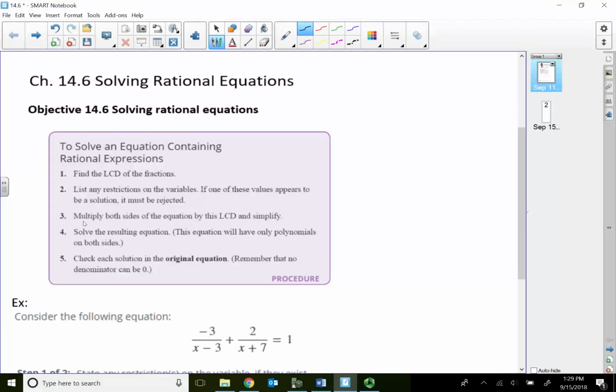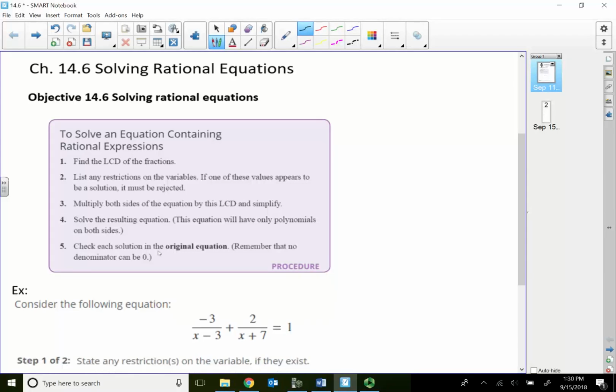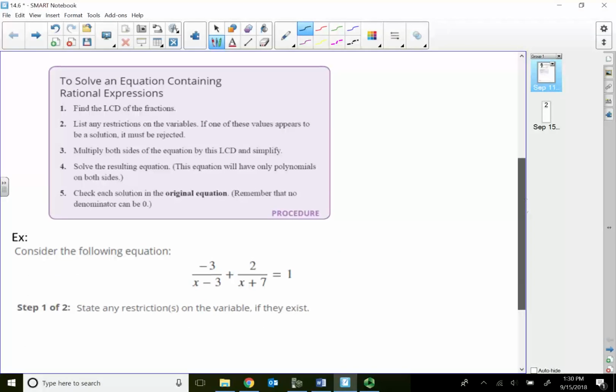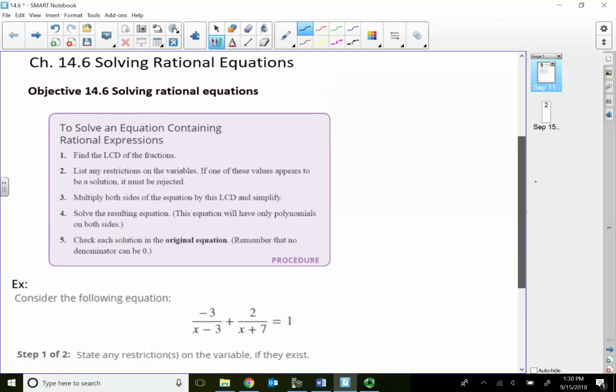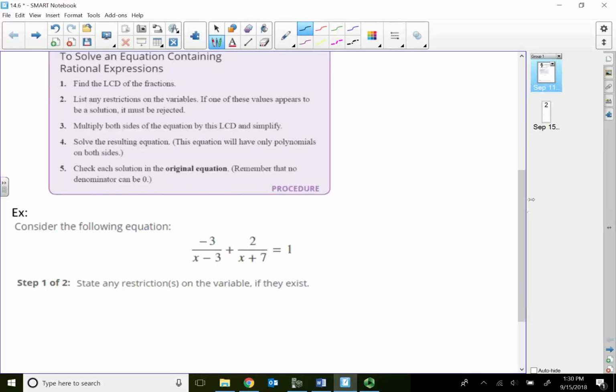Then step number 3 is where we're going to clear the fractions. Multiply every term by the least common denominator, and then we're going to solve accordingly. So our equation by then can be a linear equation or it can be a quadratic equation. All right, so let's take a look.